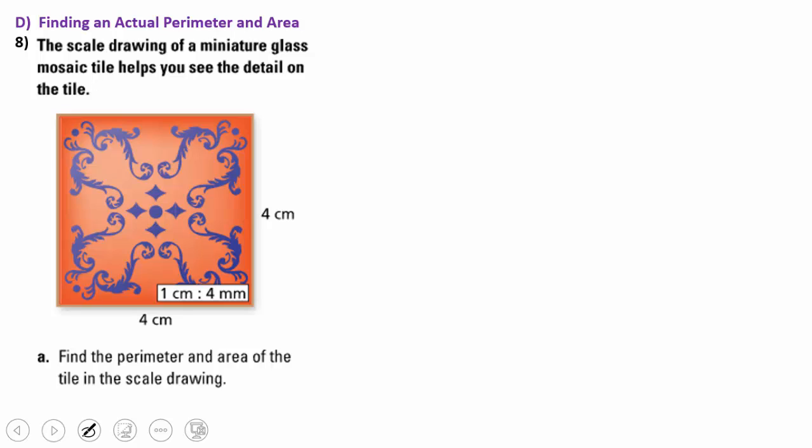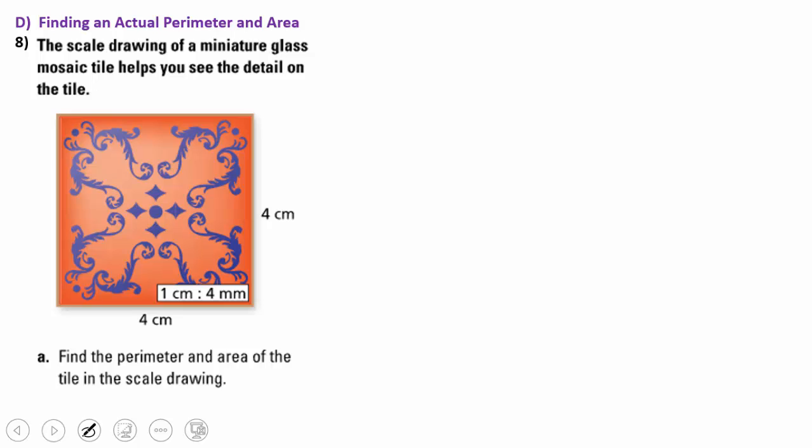Moving right along. Finding the actual perimeter and area. The scale drawing of a miniature glass mosaic tile helps you see the detail. So in other words, the actual tile is smaller than the picture. It's smaller than the drawing that they gave you because they want you to see the detail. So there are times when the actual thing is smaller than the drawing. Well, what if you're in science and you're trying to study a cell in your body, a human cell or a plant cell? Those things are microscopic. So if you really want to see it to understand it, they would make a drawing that's much larger.